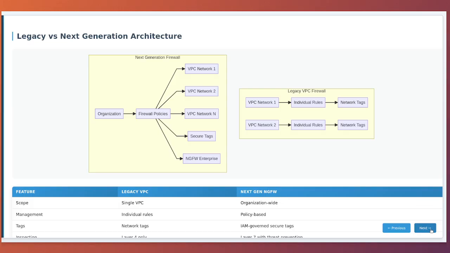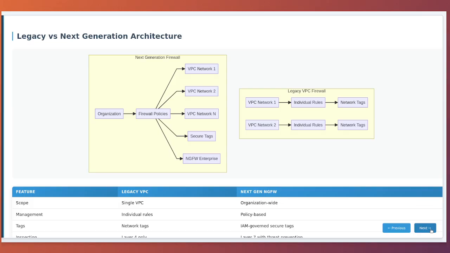On the left, we see the traditional model where each VPC network has its own set of individual firewall rules, and network tags are simple strings without any governance. On the right, the next-generation model shows a hierarchical approach.